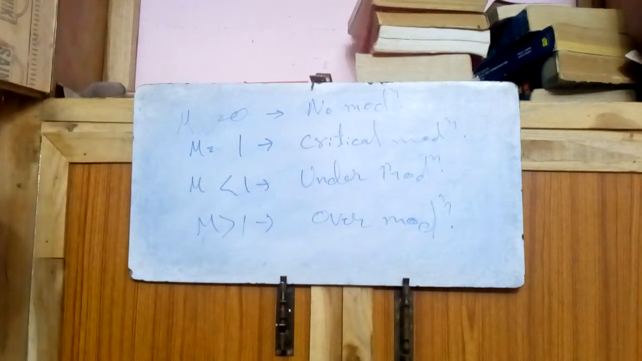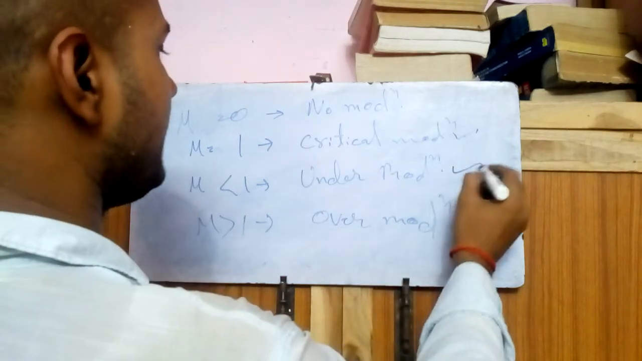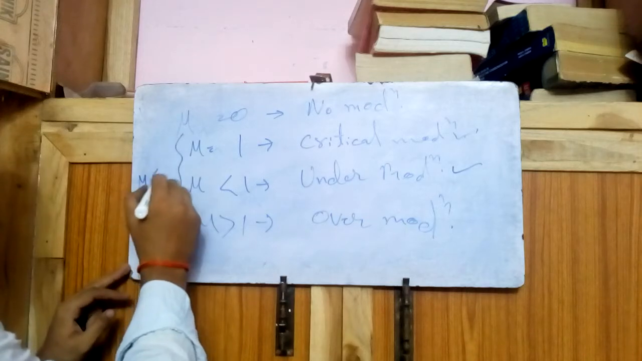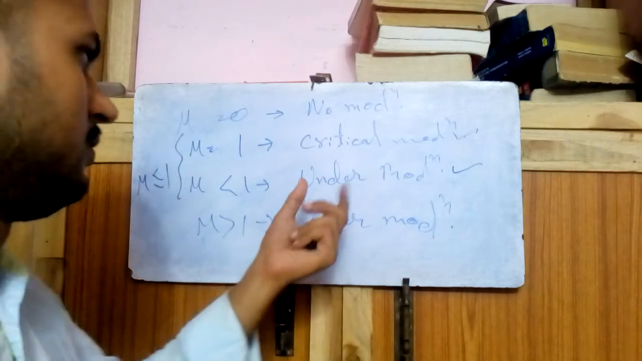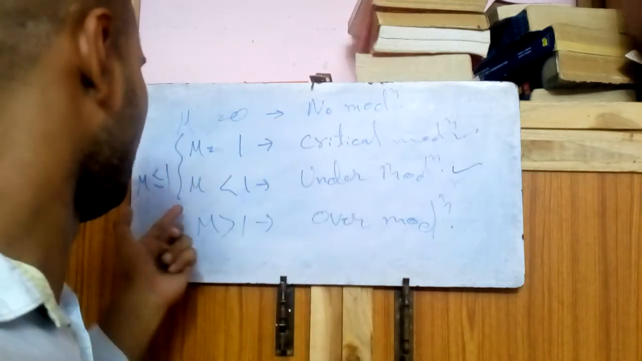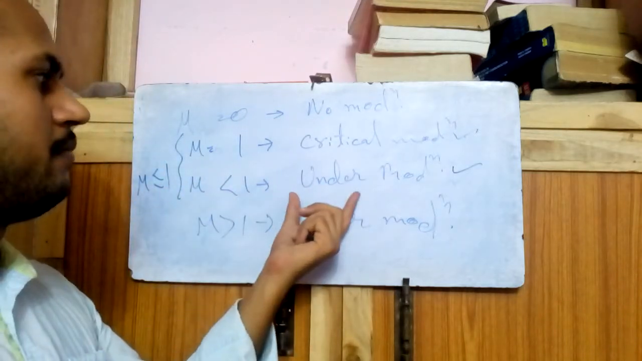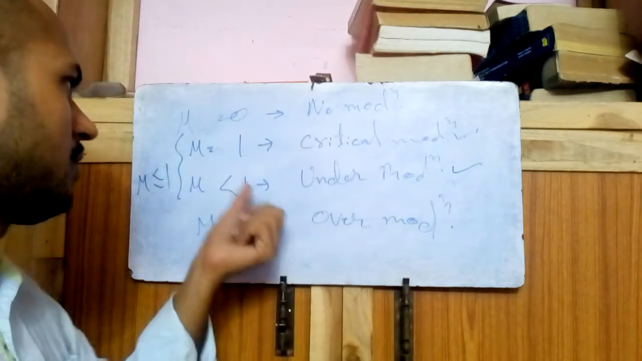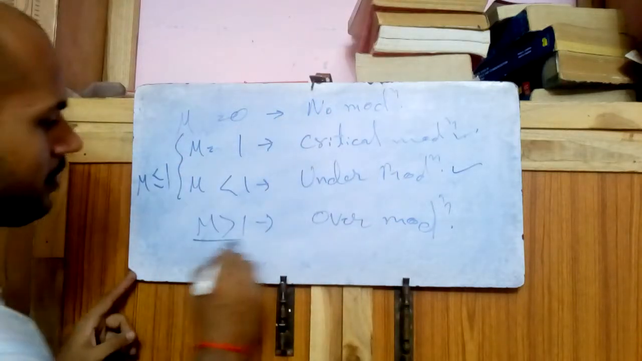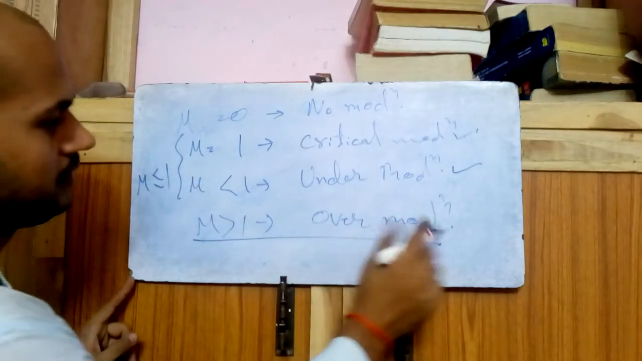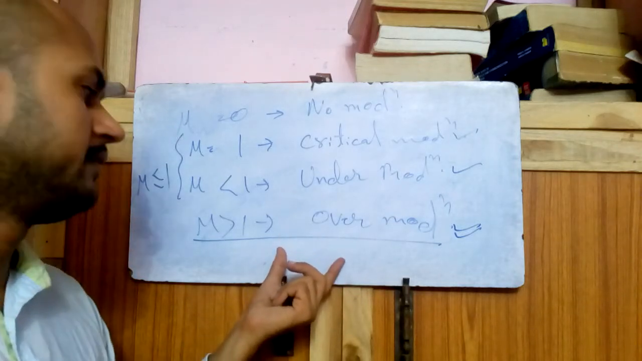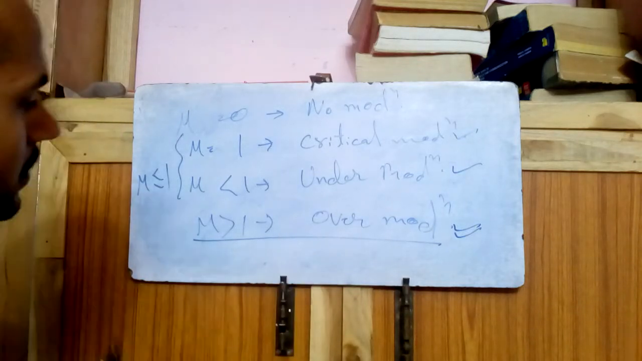In critical modulation and under modulation, when mu is less than or equal to 1, the demodulation of the AM signal, or extracting the message from AM, will be cheaper and easy, right? For mu greater than 1, it will be difficult, right?